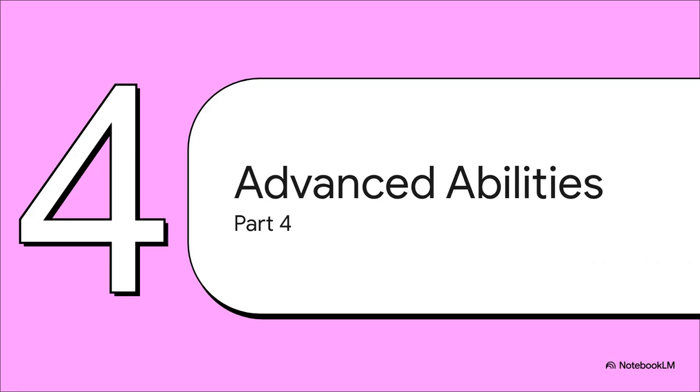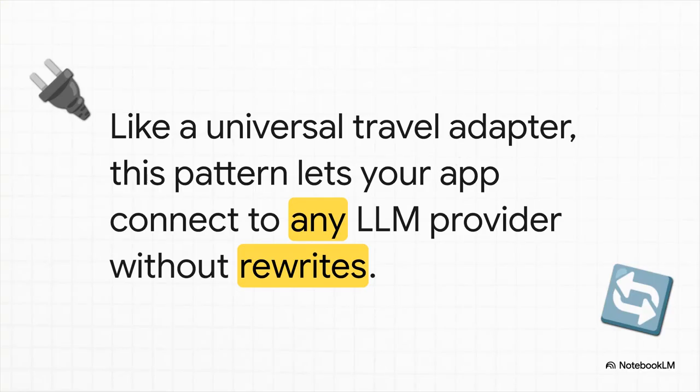Okay, on to part four, unlocking advanced abilities. So at this point, your agent is built, it has tools, the foundation is solid. Now let's make it smarter. We're going to look at a couple of really cool architectural patterns and advanced tricks to make it more robust and way more efficient. So check this out.